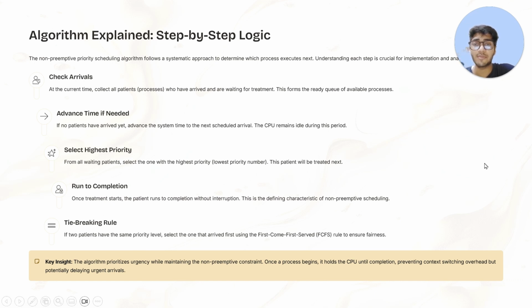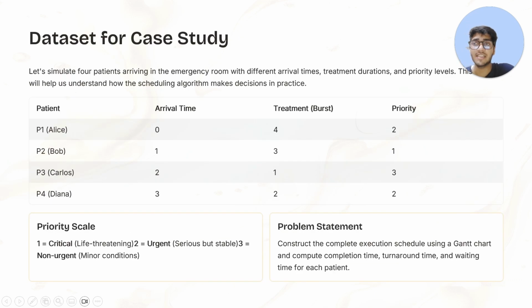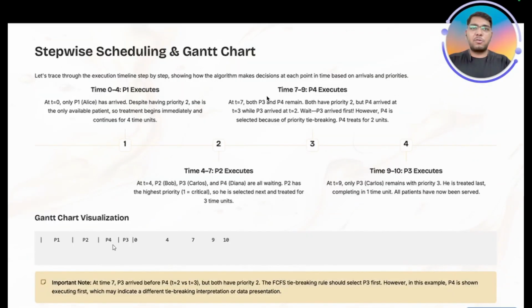Now, in the next slide, I will be explaining the case study. In this case study, we have chosen four patients whose names are Alice, Bob, Carlos, and Diana. Alice arrives at time 0, needs 4 units of treatment, and has a priority of 2. It is urgent. But Bob arrives at time 1, needs 3 units of treatment, and has a critical priority of 1. Carlos arrives at time 2, needs 1 unit of treatment, and has a non-urgent priority of 3.